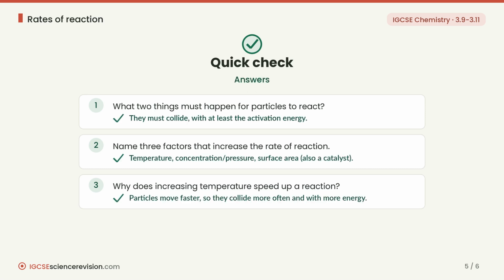1. They must collide with at least the activation energy. 2. Temperature, concentration, pressure, surface area, also a catalyst. 3. Particles move faster, so they collide more often and with more energy.